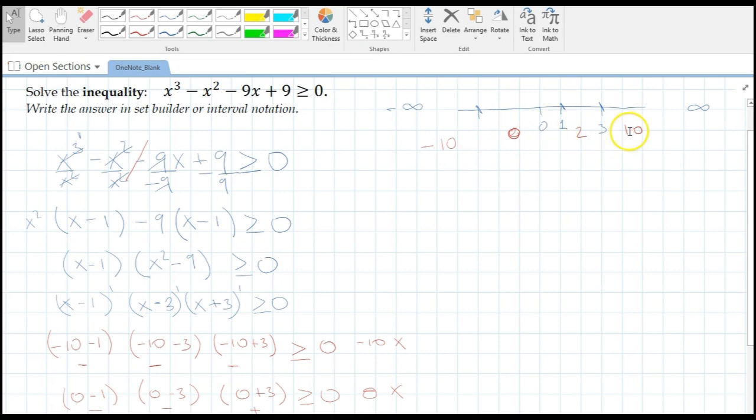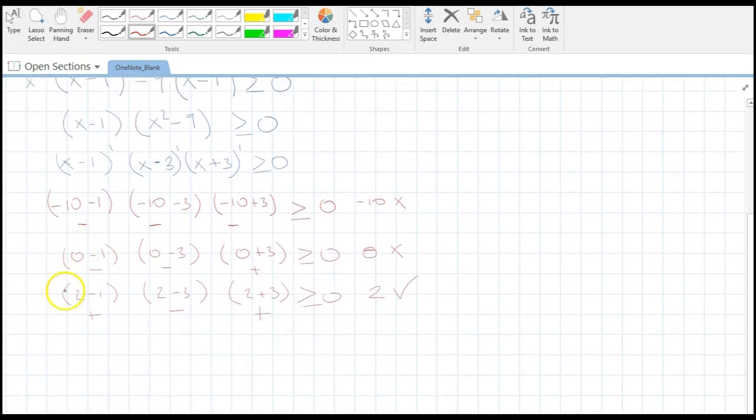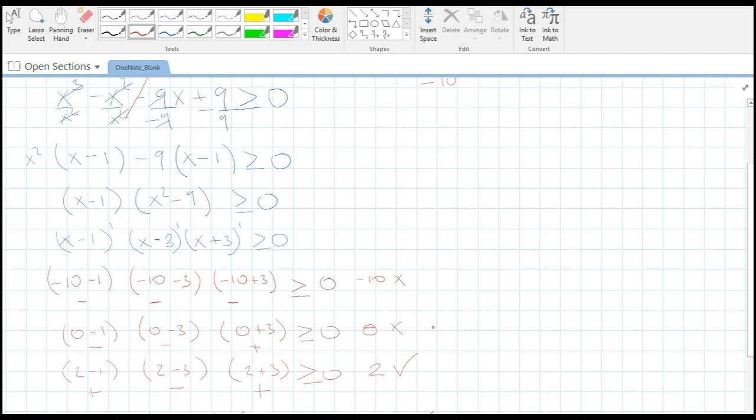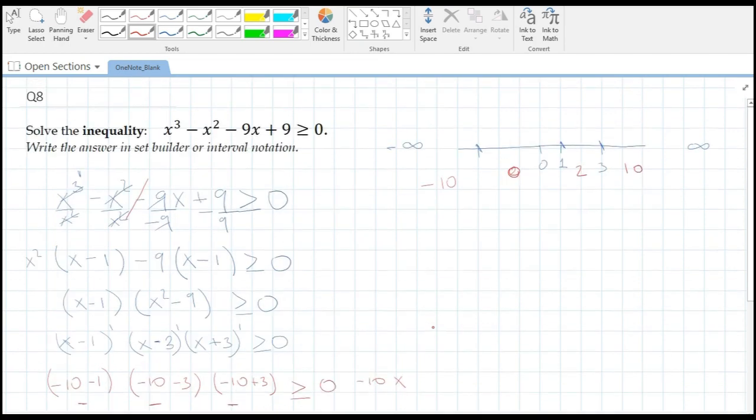The other number that I decided to use is 10. So I'm going to try 10 minus 1. For sure it's going to be positive. 10 minus 3, the higher number is positive, so at the end I'm going to have a positive number. Here 10 plus 3 for sure is going to be positive, so 10 checks. So that gives me an idea that the graph is going to be something around here.